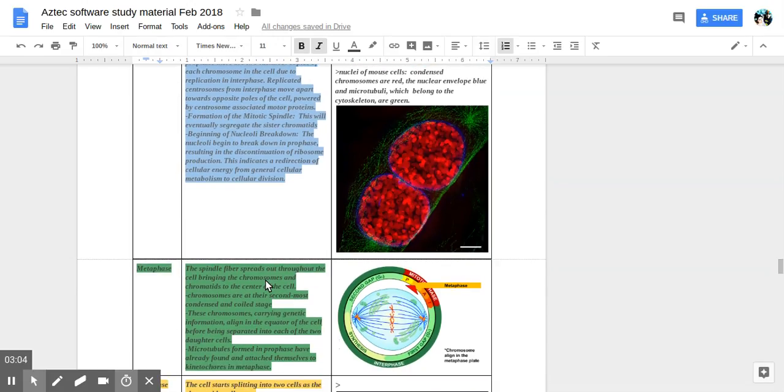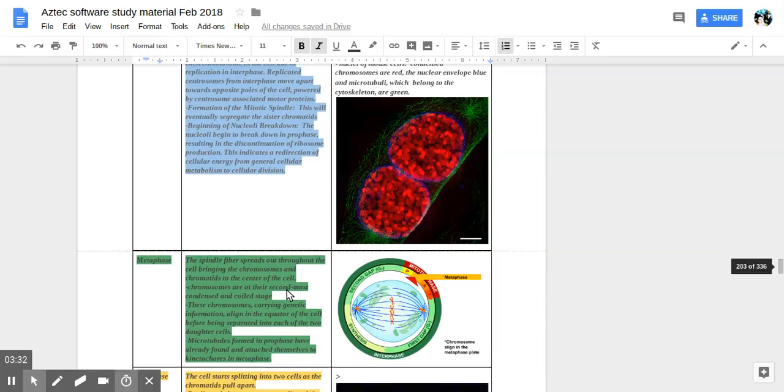In metaphase, the spindle fiber spreads out throughout the cell, bringing the chromosomes and chromatids to the center of the cell. Chromosomes are at their second most condensed and coiled stage. These chromosomes carrying genetic information align in the equator of the cell before being separated into each of the two daughter cells. Microtubules formed in prophase have already found and attached themselves to kinetochores in metaphase.